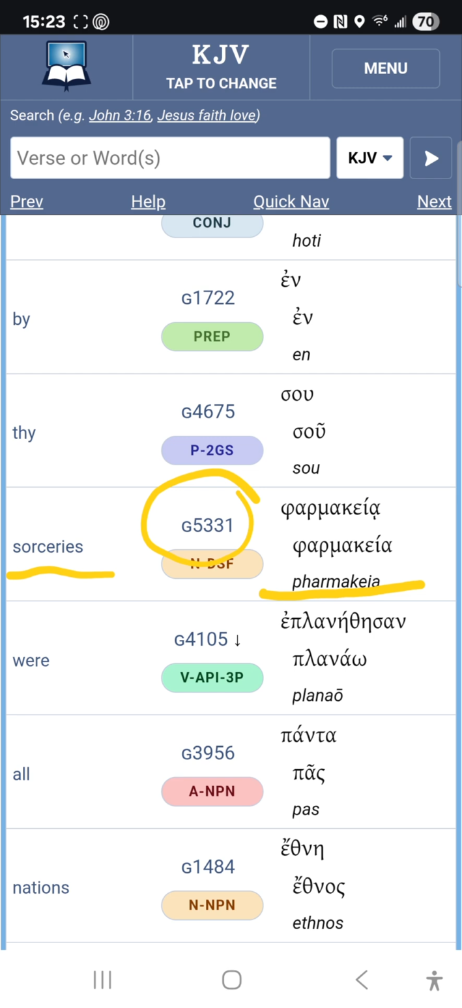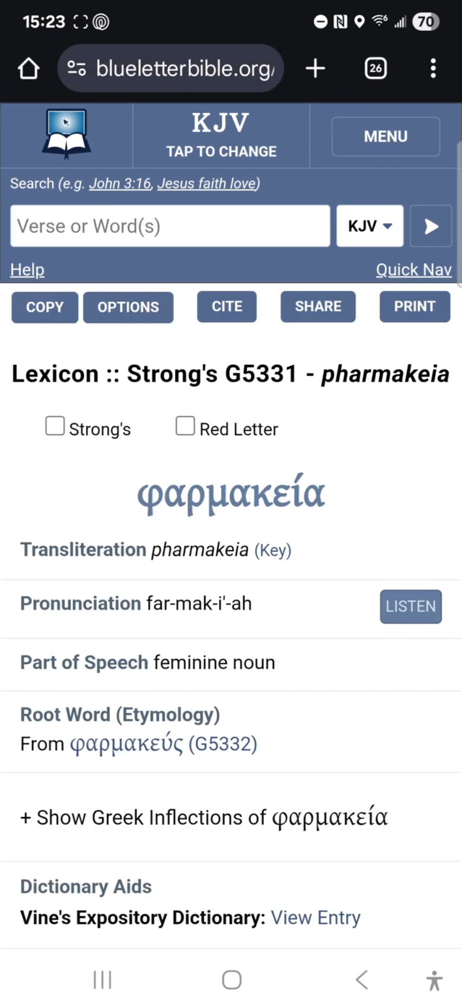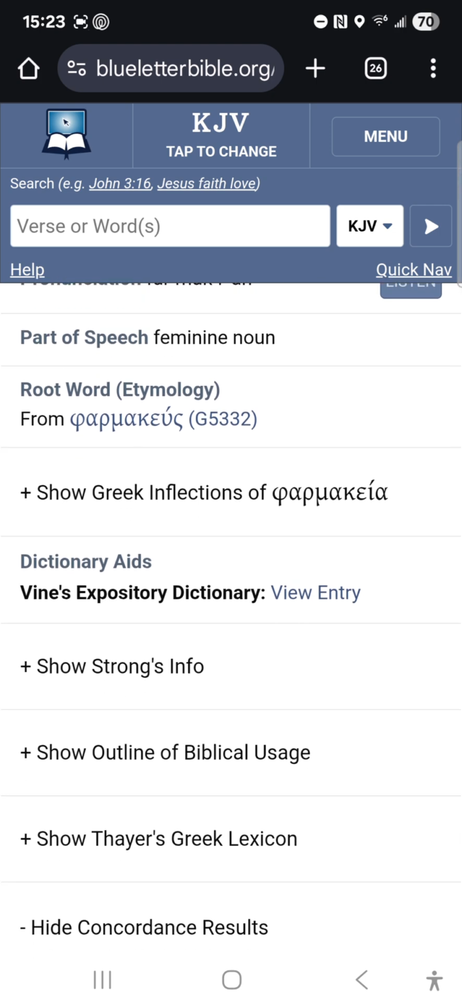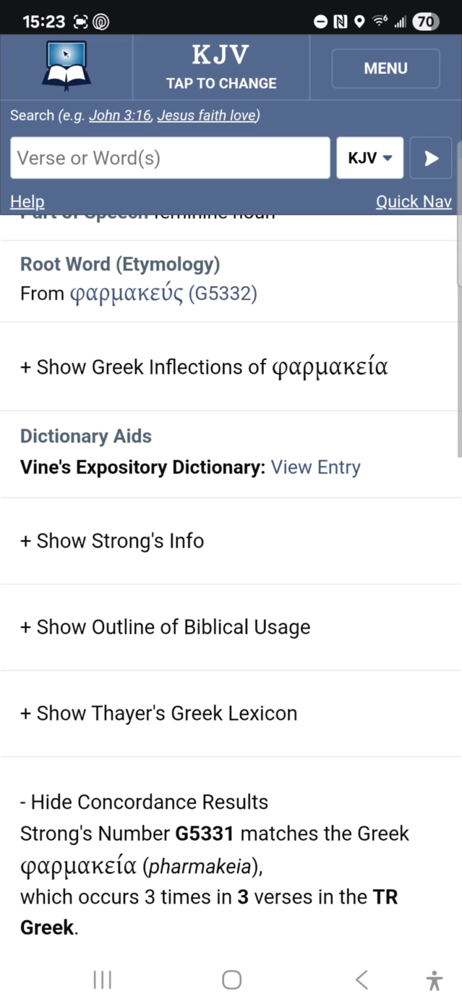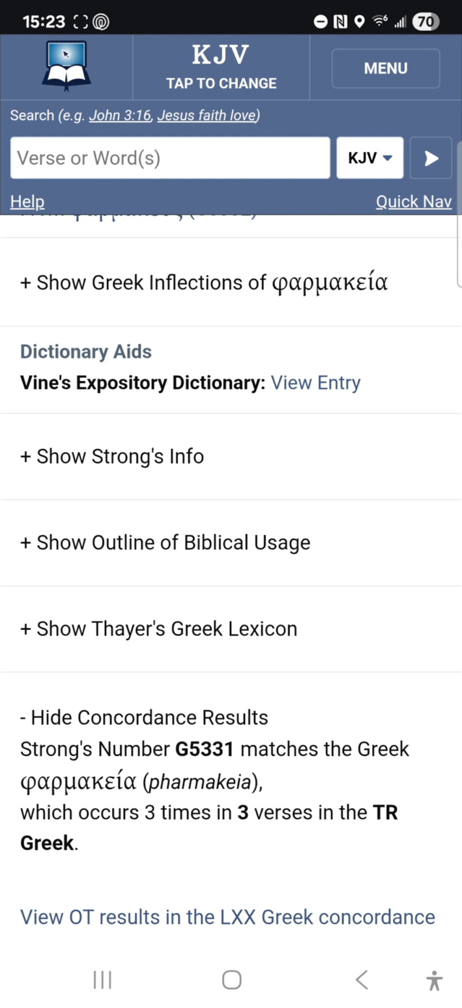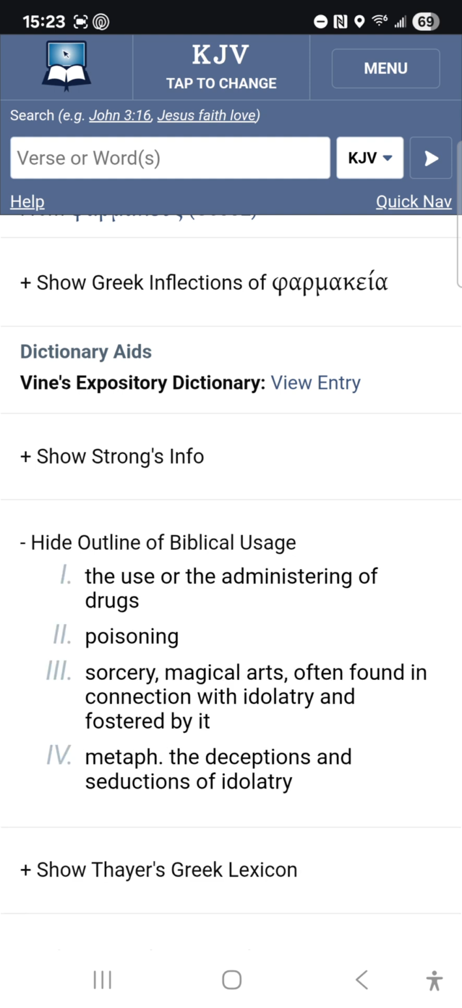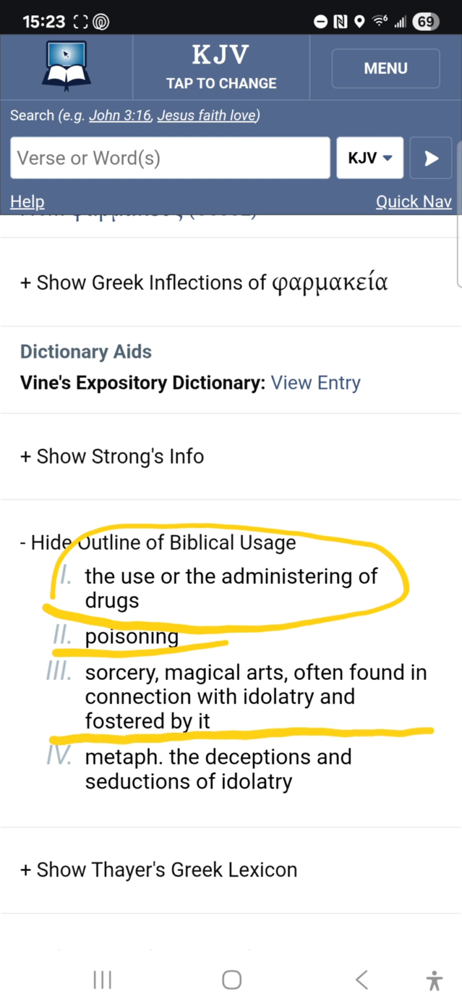If you want to know what that means, you just click on the Strong's Concordance number. It opens it up. You can open up Strong's info, but I always go to show outline of biblical usage, because this is how it's used biblically. So when you open it up, you see that it's the use or the administering of drugs. It's poisoning. It's sorcery, magical arts, often found in connection with idolatry and fostered by it. And then metaphorically, it's the deceptions and seductions of idolatry.